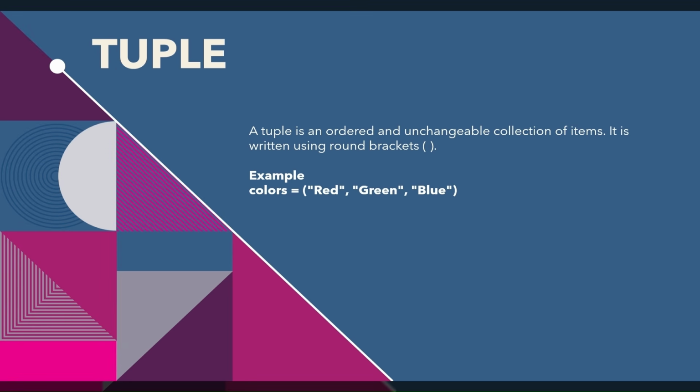Next we have tuple. So a tuple is also an ordered collection of items, but it is immutable. That means its value cannot be changed after creation, and it is represented using round brackets. If I am creating a tuple named colors and writing the values as red, green, and blue, these values cannot be changed after creation. So this is the example of tuple.